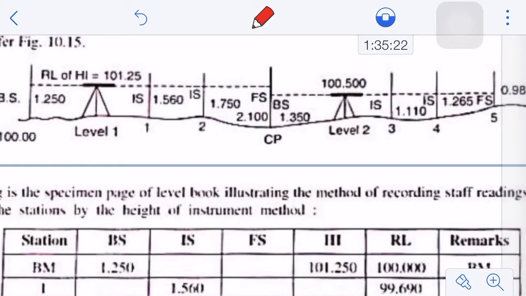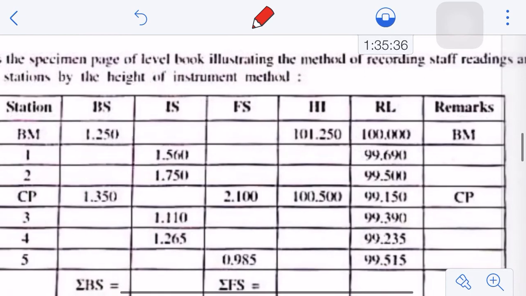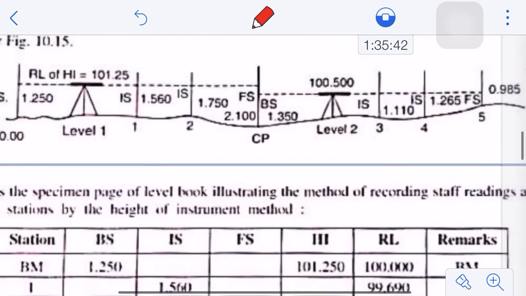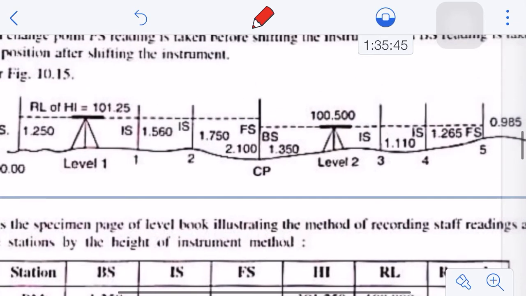You are observing your reading on the staff, and it is coming as 1.350. So in this particular case, the RL of the HI would be equal to the RL of the change point. It is not written here, the FS reading 2.100 is written, but you can see here the change point RL is already computed, and it is coming as 99.150, which is this one, right? So the RL of change point is 99.150. So what would be the RL of your new height of instrument? It's the backsight reading plus the RL of the change point, right?